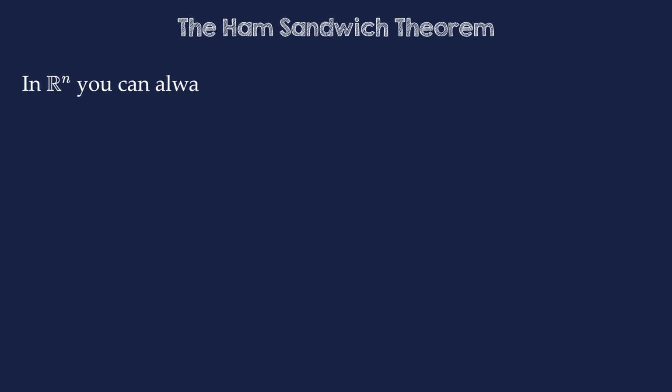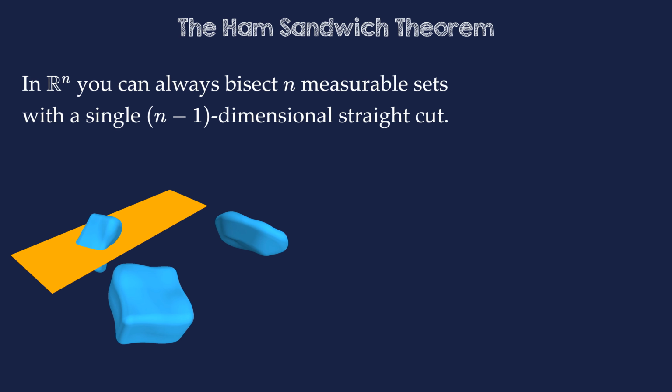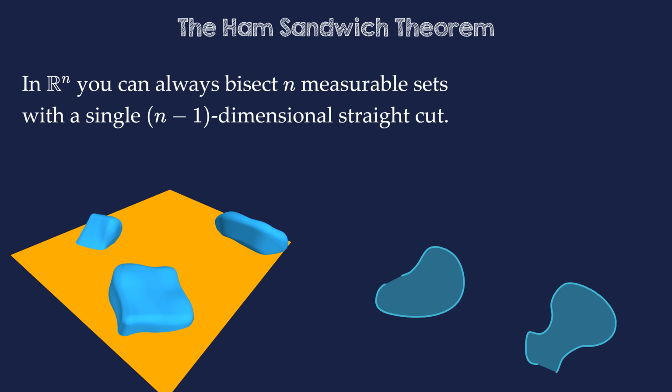If you have n measurable sets in n-dimensional space, there always exists a hyperplane, which is a n-1 dimensional flat subspace, such that half of each object is on one side of the hyperplane. In 3D we already saw that. We can cut 3 objects in half with a plane. In 2D it means we can cut 2 objects in half with a single line. And in 1D it means that we can cut a single object in half with a single point. And if we go to higher dimensions, it still works. In 4D, for example, we can cut 4 shapes in half with a single 3-dimensional cut.